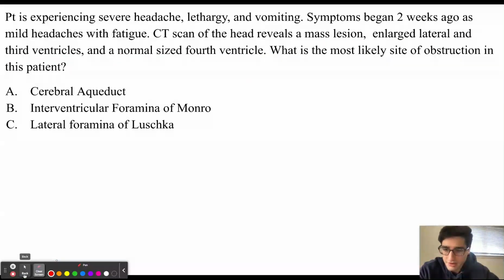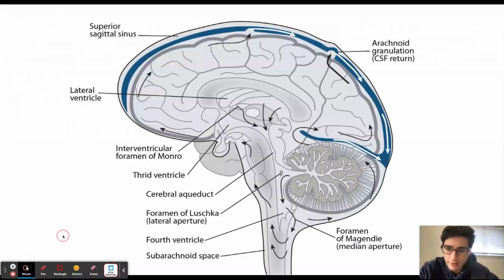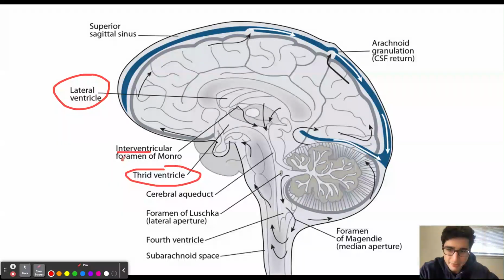Okay, before answering this question, let's go over CSF flow real quick. So the CSF flow is going to go from the lateral ventricles into the third ventricle through the interventricular foramen of Monroe. And through the cerebral aqueduct, the CSF is going to travel from the third ventricle into the fourth ventricle. From the fourth ventricle, the CSF is then going to reach the subarachnoid space through the foramen of Luschka as well as the foramen of Magendie.